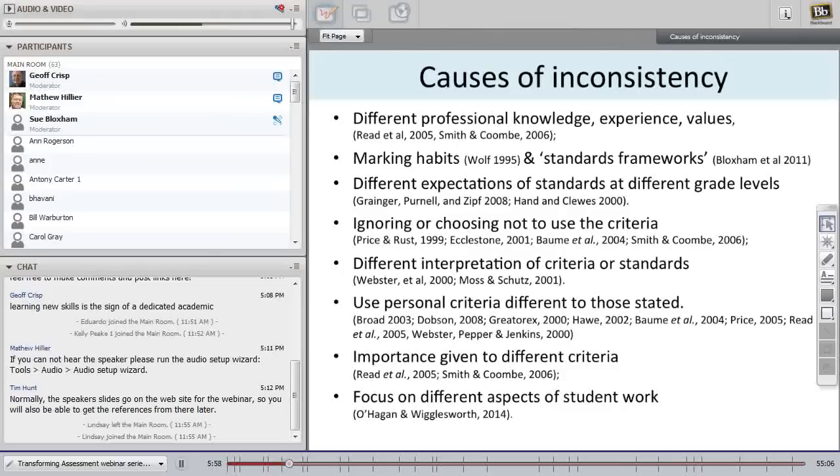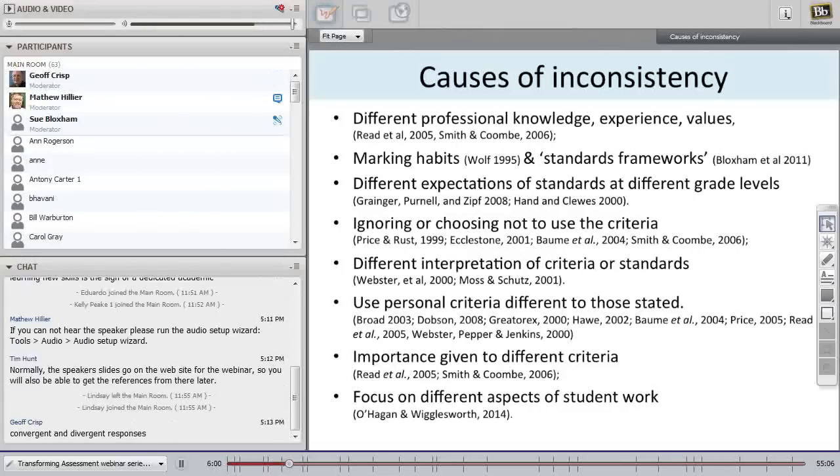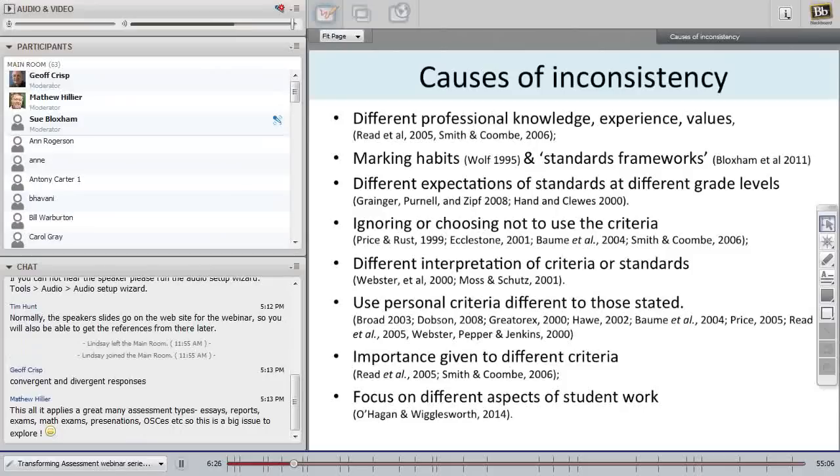Values is quite an important element there. But there are other more concrete things that come out. One is that people have different expectations of standards at different levels. In other words, what you might feel is satisfactory in relation to some particular criteria, another lecturer might think is weak, or another one might think is very good. So there's that notion about what constitutes standards that differ.